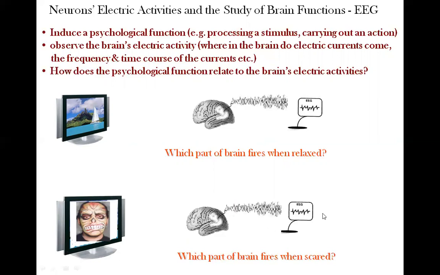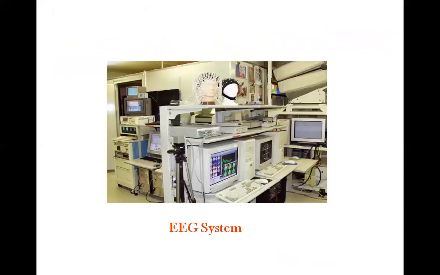This way we can understand the different functions of different parts of the brain. Maybe we can find out which part of the brain is really active when people are calm, which part of the brain is more active when people are scared or when people are nervous. EEG is a very useful methodology to study brain functions.